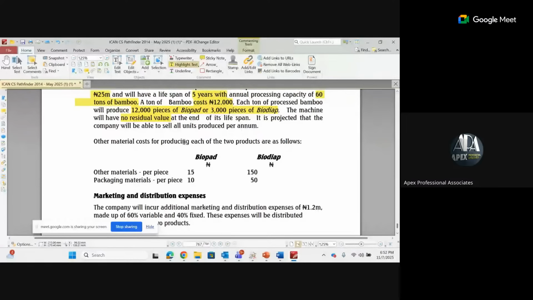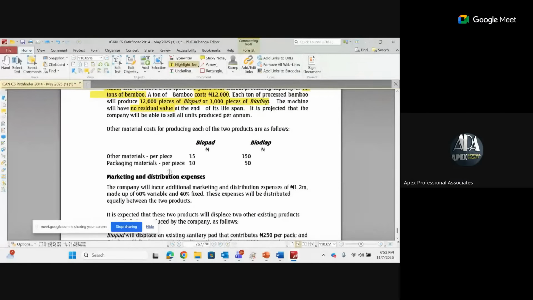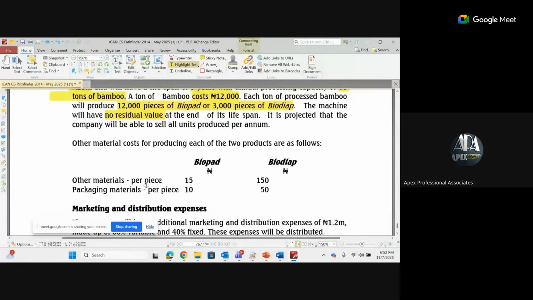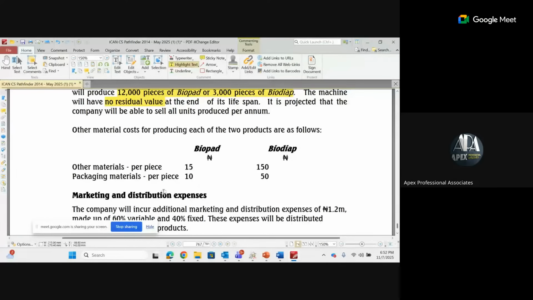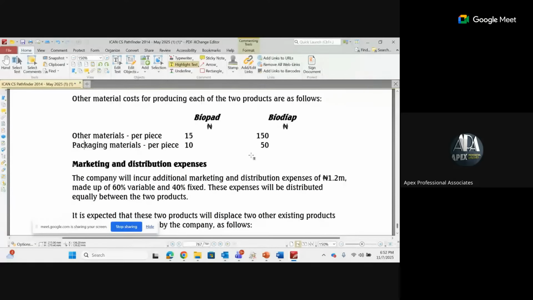Other materials costs for producing each of the two products are as follows. Other material, which is aside the raw materials. So other materials per piece. For Biodap, we have 1510. For packaging materials, we have 150, sorry. And for packaging materials, we have 10 and 50.